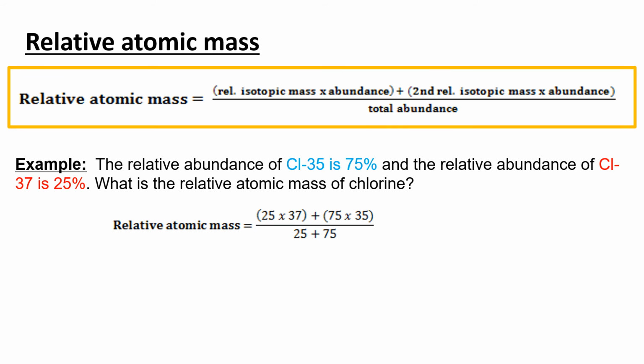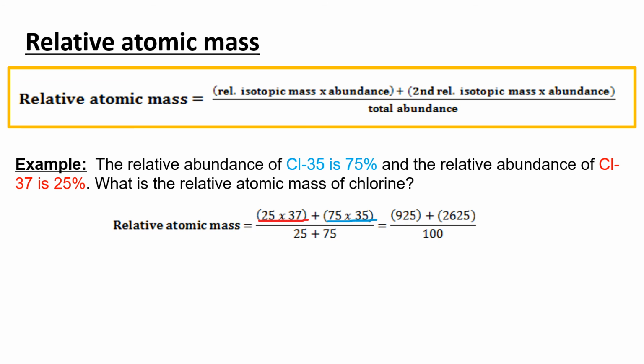So, relative atomic mass. Starting with chlorine-37, we are told it has an abundance of 25%. So, 25 times 37. Then, looking at chlorine-35, we are told it has an abundance of 75%. So we add 75 times 35. The total abundance would be 75% and 25% added together.